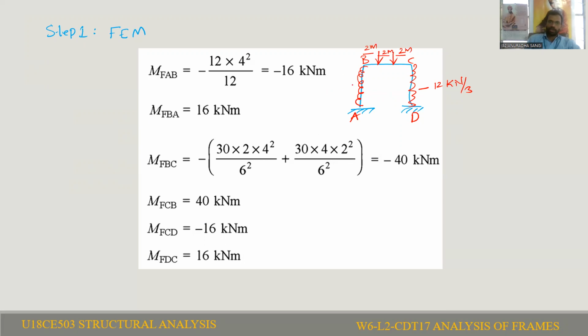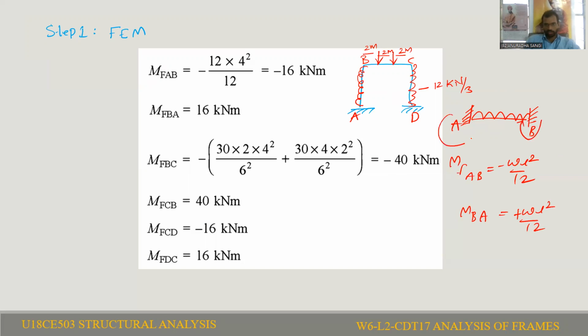Now coming to the AB span, the fixed beam is subjected to uniformly distributed load. We know the formula for the calculation of fixed end moments. Let us say this is A and this is B. MFAB will be equal to minus WL square by 12, and MFBA is equal to plus WL square by 12. This will produce the clockwise effect. Here the resisting moment at A is anti-clockwise, and the resisting moment at B will be clockwise in nature.